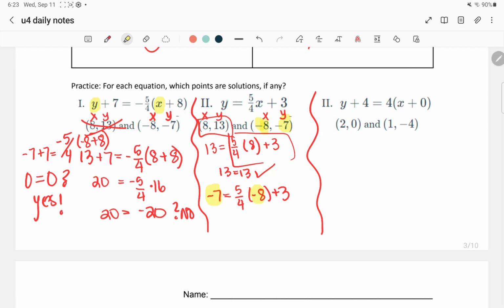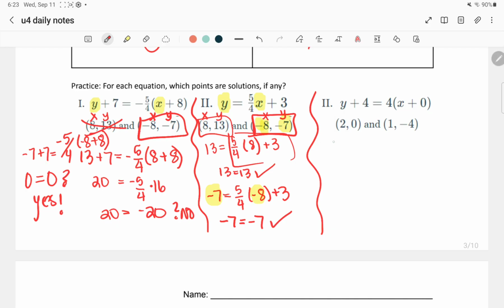Negative 8, negative 7. X and y. Okay? When I simplify this, I get negative 7 equals negative 7, which is true. So they both worked. That was nice. You guys take a minute for yourself and try out the last one.